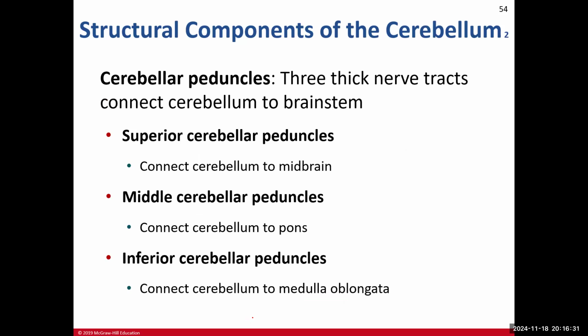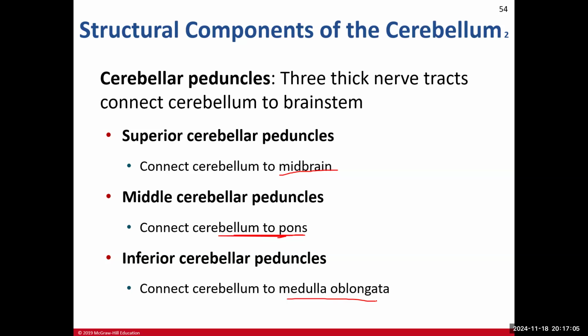Again, this is just showing you that in our cerebellum, you've got the three connections to the brainstem. The superior cerebellar peduncle attaches to the midbrain. The middle cerebellar peduncle goes to the pons. And then finally, the inferior cerebellar peduncle goes to the medulla oblongata. So each part of your brainstem has a direct connection to the cerebellum. And when we talk more here in a few moments about the cerebellum, you're going to see why.